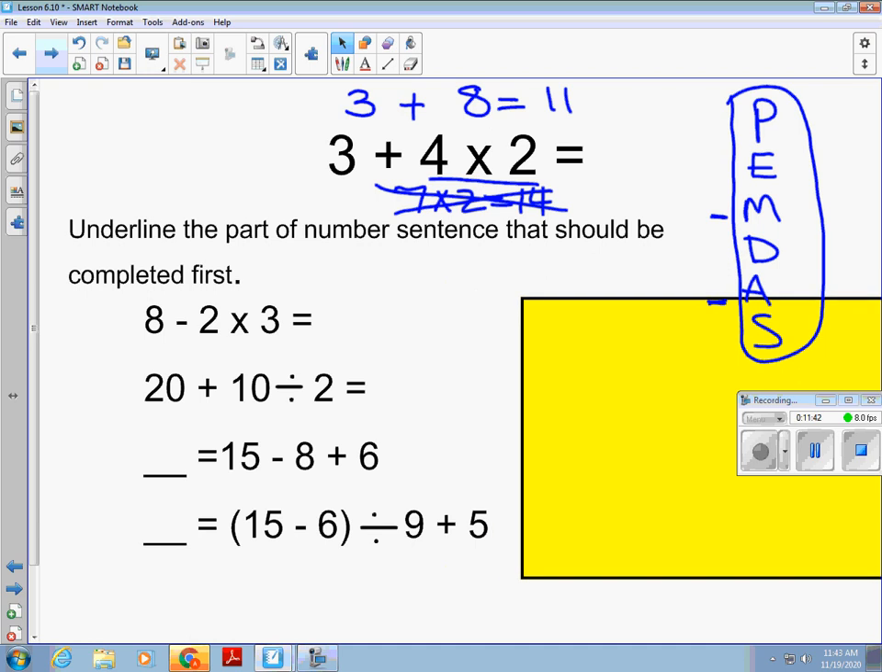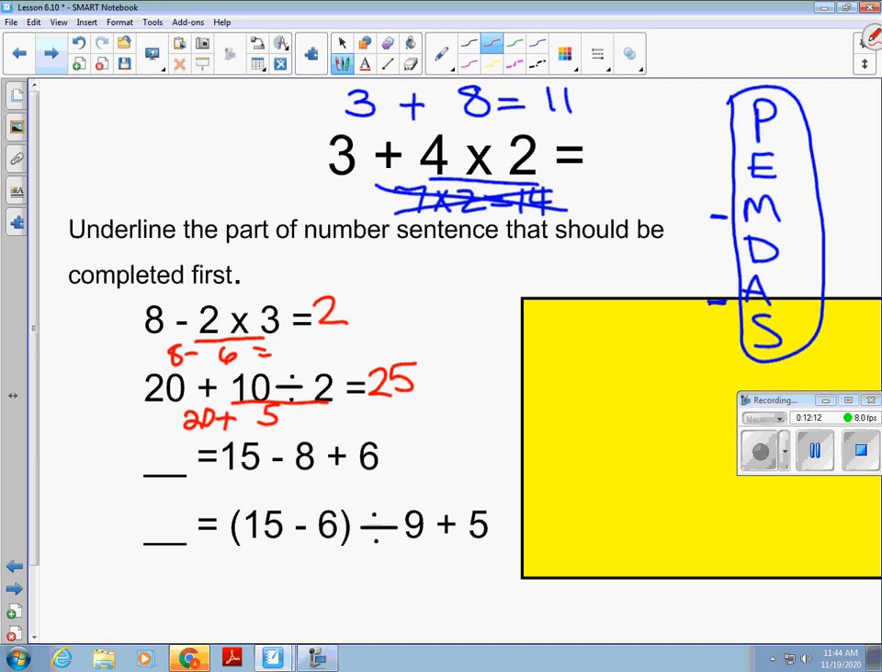Okay, if I see 8 minus 2 times 3, I know that my 2 times 3 I do first, which is 6, and 8 minus 6 is equal to 2. Coming down here, 20 plus 10 divided by 2. Well, my 10 divided by 2 comes first, which is 5. 20 plus 5 would then equal 25. My next one, 15 minus 8 plus 6. Well, addition comes first. So 14, and then I have 15 minus 14 equals 1.